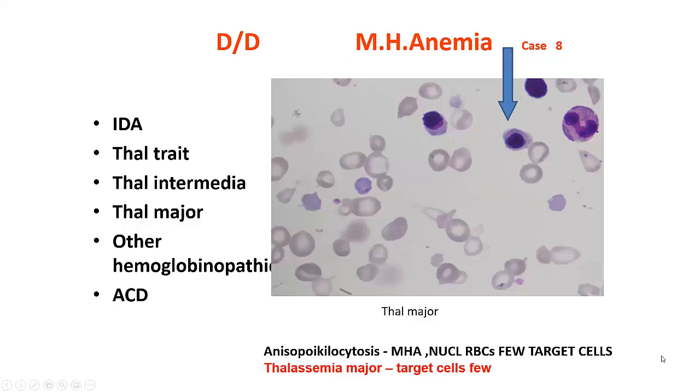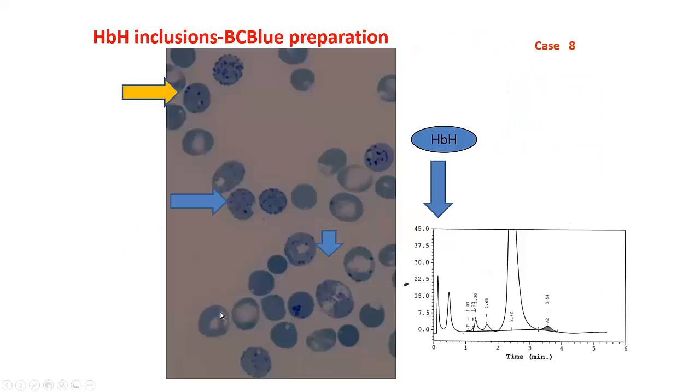So the differential diagnosis, as all of you have given: iron deficiency anemia, thal trait, thalassemia intermedia, thal major presenting later, other hemoglobinopathies like HbE thalassemia, and rarely we come across anemia of chronic disease, but there we don't find the target cells. So in thalassemia major, one comes across a few target cells.